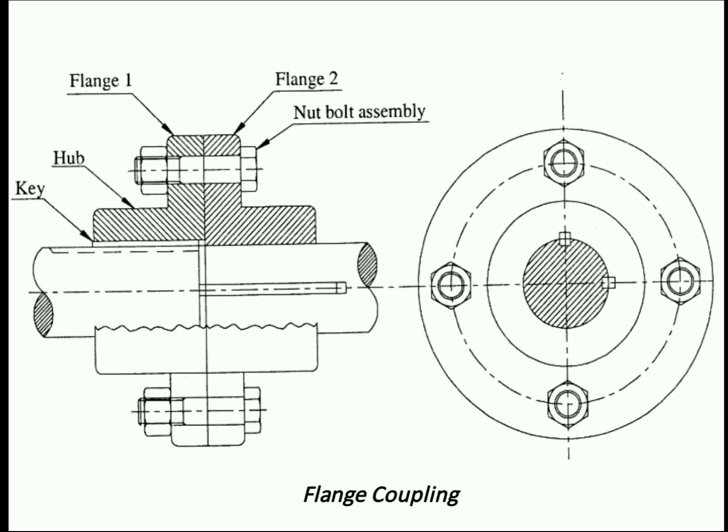You can see the figure of a flange coupling. These two discs are tightened with the help of nuts and bolts. Flange 1 and flange 2 are disc shaped, and these are the two shafts. Between these two shafts there is a key.